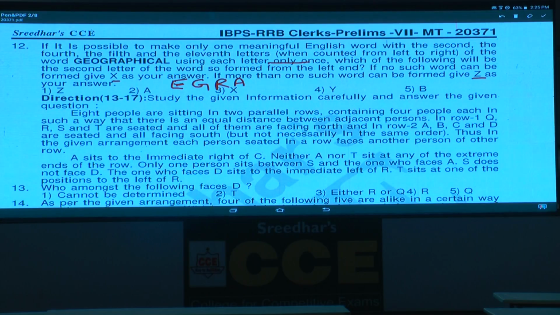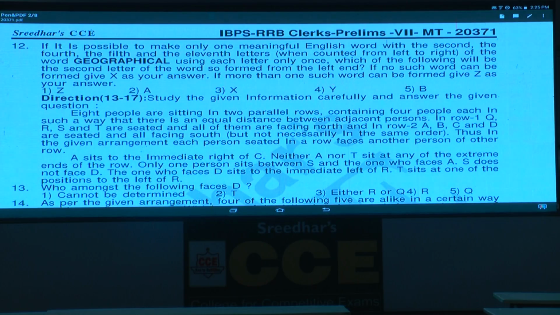Then what is the word that can be formed here? R-A-G-E, rage, and G-E-A-R, gear, isn't it? Hence more than one such word can be formed. As more than one such word can be formed, what is your answer here? Z is your answer. Z, that is given in choice 1. Done with this? Now this is about question number 12, then 13 onwards.